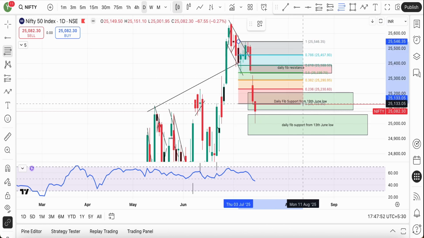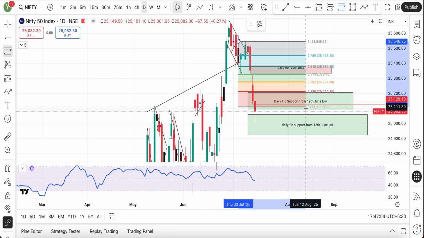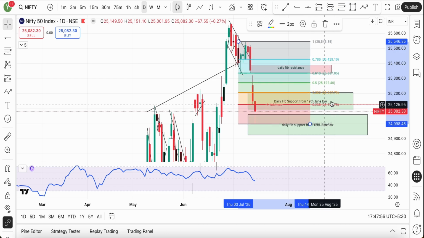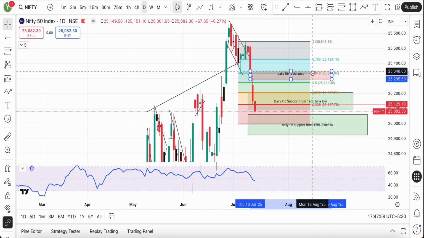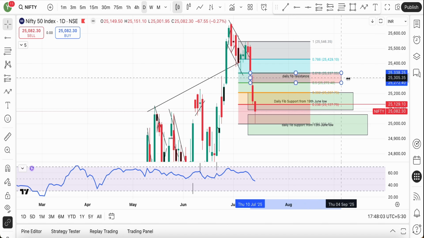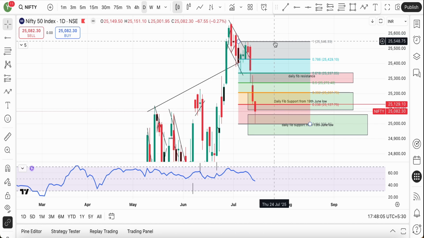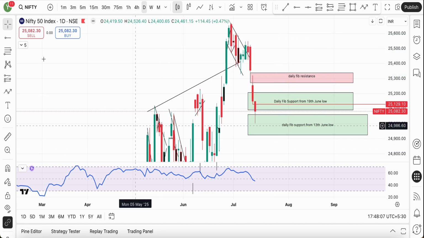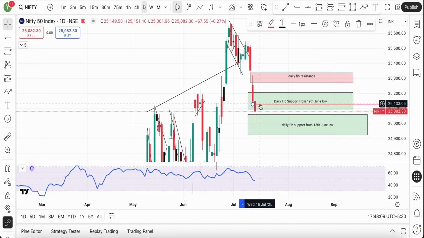So earlier, this fib was as per this particular low, but today, since the market has made a new low, we will be adjusting this fib level. All right, we don't need this particular fib level anymore, so we will be deleting this particular line.